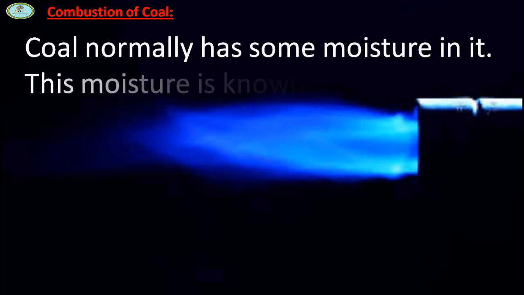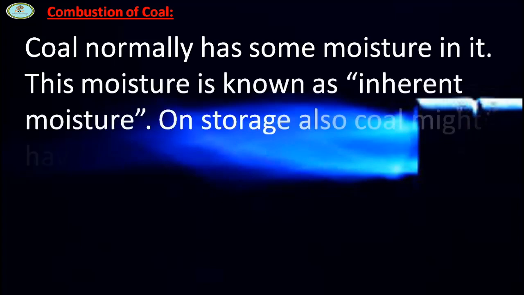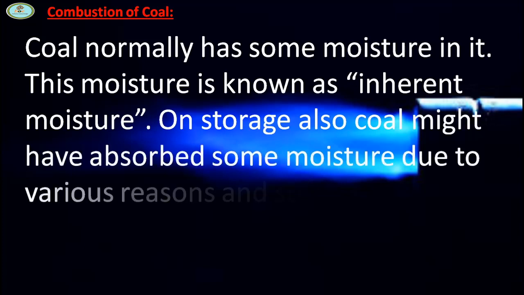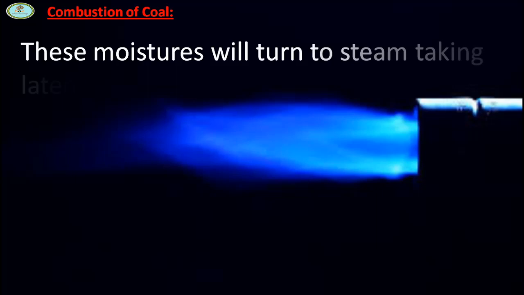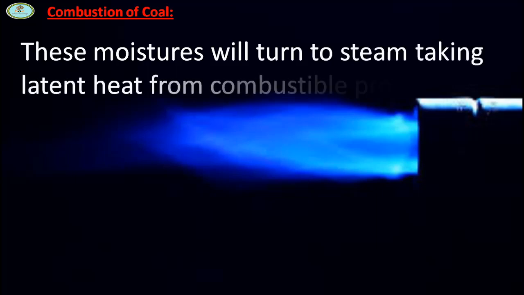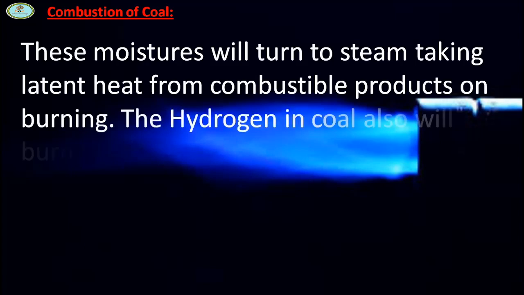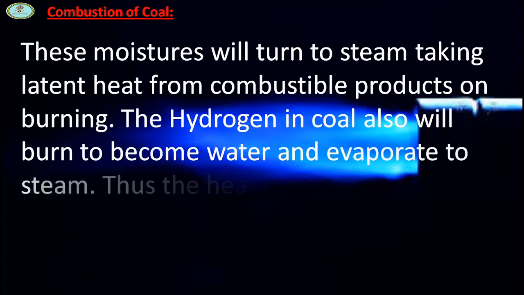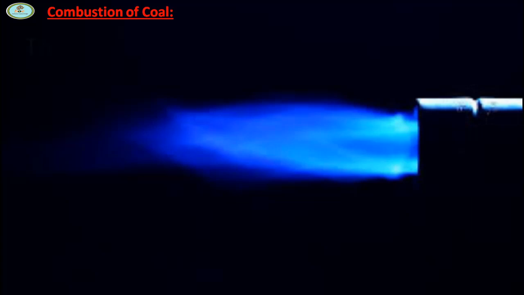Coal normally has some moisture in it. The moisture is known as inherent moisture. On storage, coal also absorbs some moisture for various reasons, and some moisture may be present on the coal surface, called surface moisture. This moisture will turn to steam, taking latent heat from the combustion products on burning. The hydrogen in coal will also burn to become water and evaporate to steam. Thus, the heat given for conversion of water into steam is wasted heat in the process of combustion.